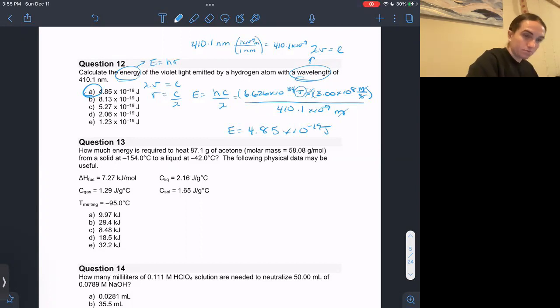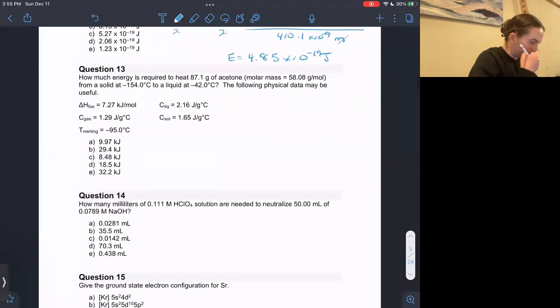All right. Question 13. How much energy is required to heat 87.1 grams of acetone with a molar mass of 58.08 from a solid at minus 154 degrees Celsius to a liquid at 42 degrees Celsius? Okay, so what immediately points out to me is I'm going from solid to liquid. So I definitely have a phase change, which is why I need the delta H of fusion. And then I see that my melting point is going to be at negative 95. So I'm going to go through that.